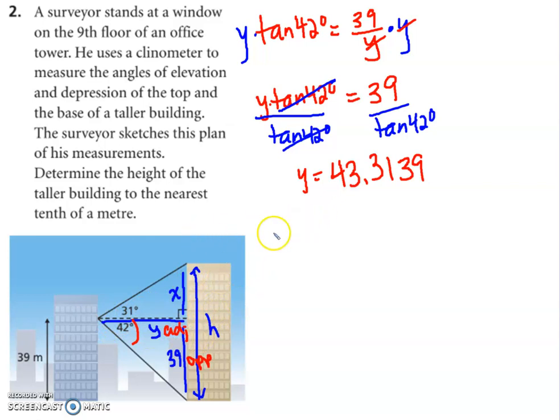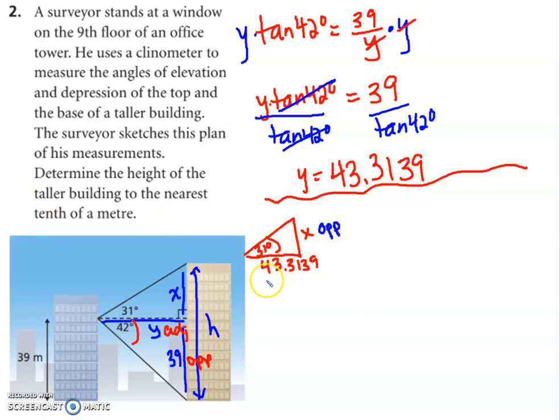So I'm going to pull out that second triangle just to show what we're working with. We need to find this side. We now know this is 43.3139, and this is 31 degrees. So we have x as the opposite side, and 43 is the adjacent, which leads us to understanding opposite and adjacent is TOA, so it leads us to knowing it's tangent. So we're going to be taking the tangent of 31 degrees is the opposite divided by the adjacent.